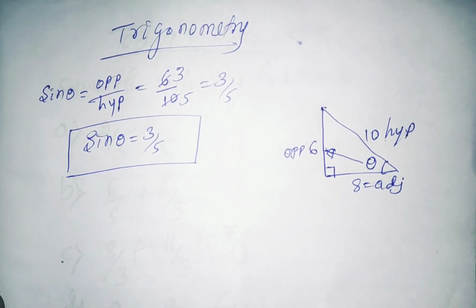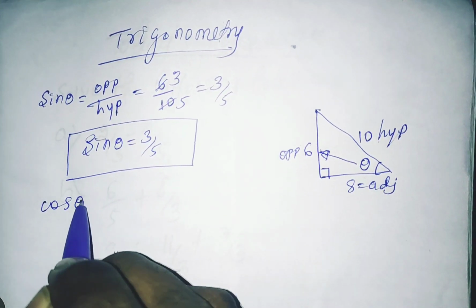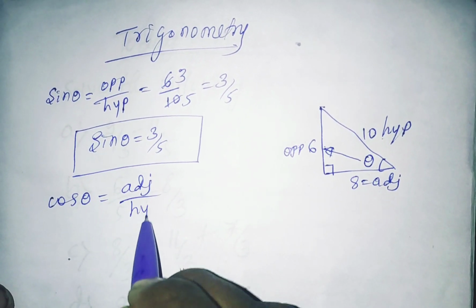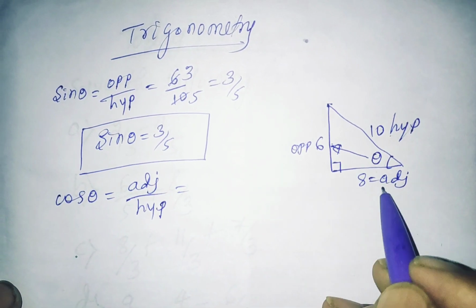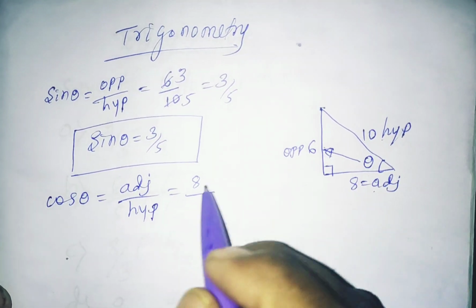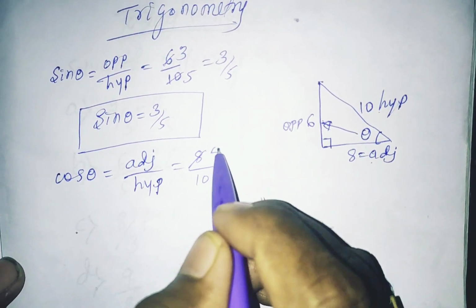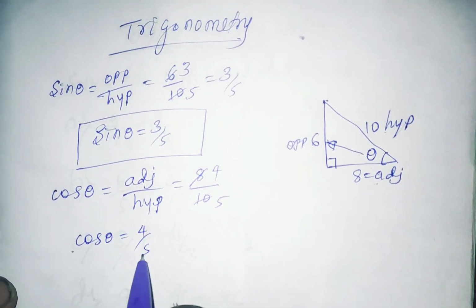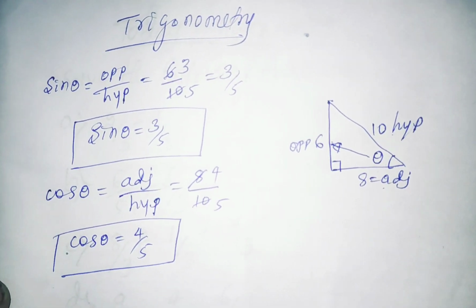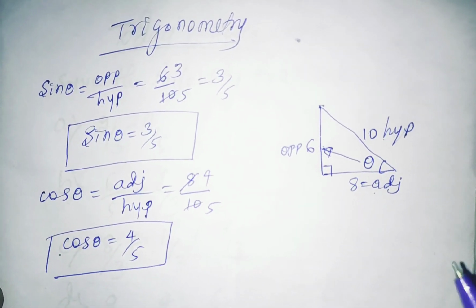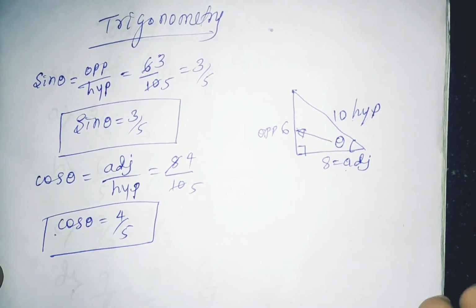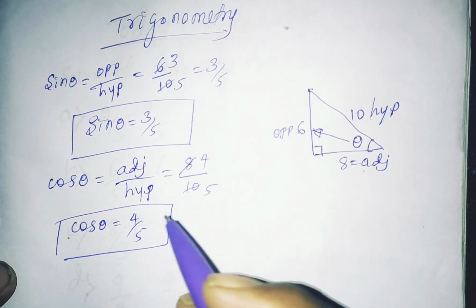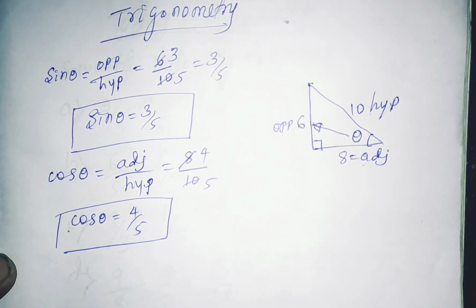Similarly, you can find cos theta. Cos theta is adjacent upon hypotenuse. The adjacent value is 8 upon 10. You can divide by 2, 4 twos are 8 and 5 twos are 10, so cos theta is 4 upon 5. Similarly, you can find the remaining ratios: tan theta, sec theta, cosec theta and all the others. I hope you understood. Is it clear now?